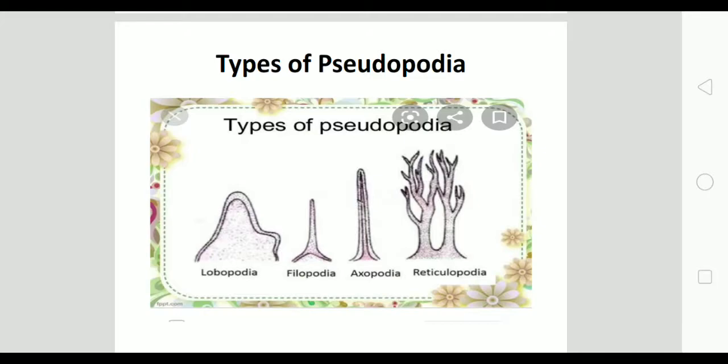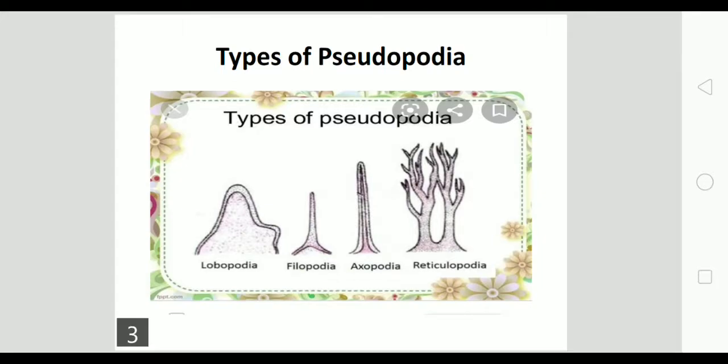In this diagram you can observe the first one, lobopodia, that is a lobe-like outgrowth of the body, lobular one. Filopodia means triangular, broad at the base and tapering at the end. Next one is axopodia. It is long and hair-like. And next one is reticulopodia. It is also hair-like, but it has a branching nature. All these are the types of pseudopodia.